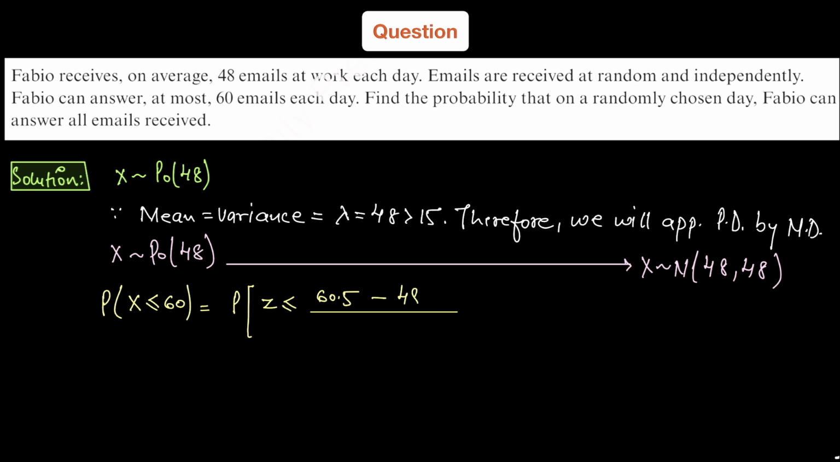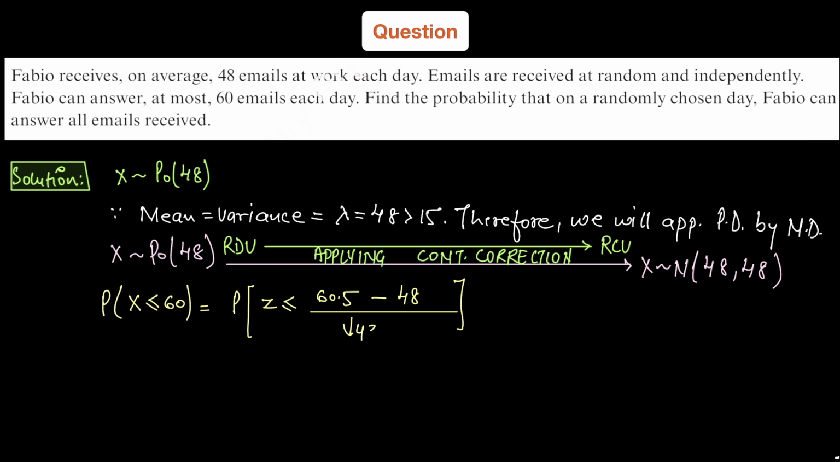Never forget to apply continuity correction while solving these types of questions, because the Poisson distribution is a discrete random variable, whereas the normal distribution is a continuous random variable. So we need to make sure that we are applying it. I'm writing it over here: never forget to apply continuity correction. If we forget to apply continuity correction, all the effort goes in vain. There is no use of making all these efforts because the final answer is going to be wrong.